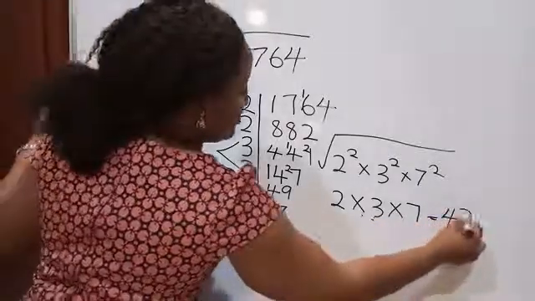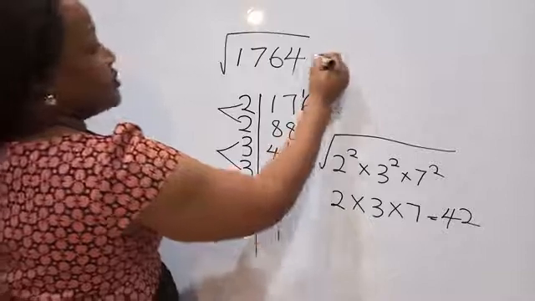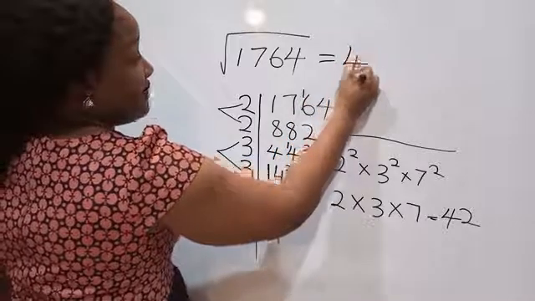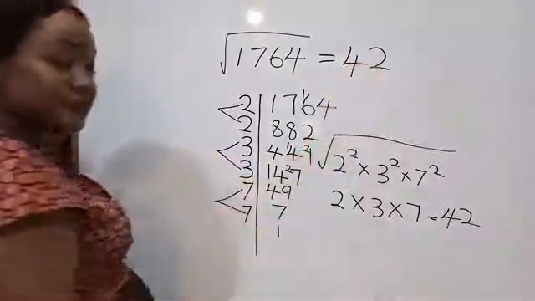So that means that the square root of 1764 is what? 42. You know, there are some numbers you don't really have to draw up the prime numbers to try to find out if they're, the factors and everything.